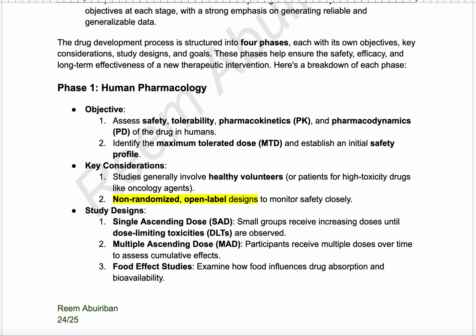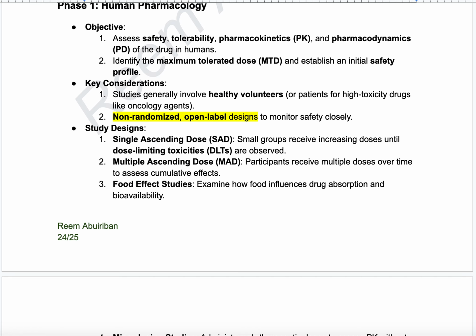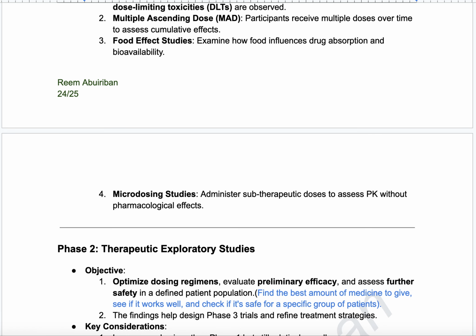Multiple ascending dose: participants receive multiple doses over time to assess cumulative effects. Okay, because if there are multiple doses with a short time interval, that leads to cumulative effects. And we have food effect studies, which examine how food influences drug absorption and bioavailability. The other one is microdosing studies, which administer subtherapeutic doses to assess the pharmacokinetics without pharmacological effects.